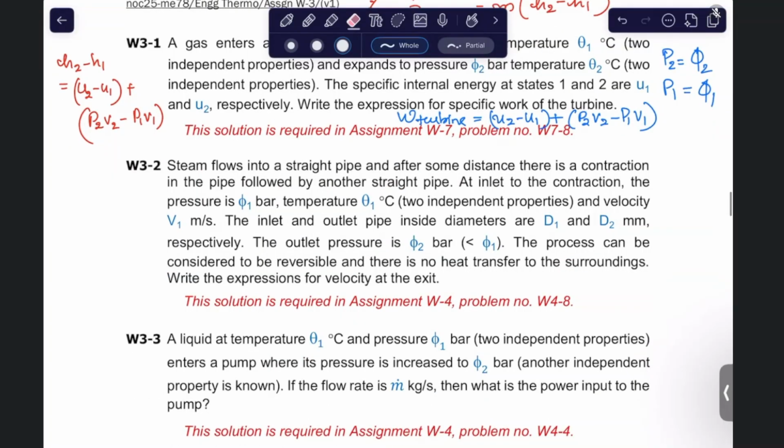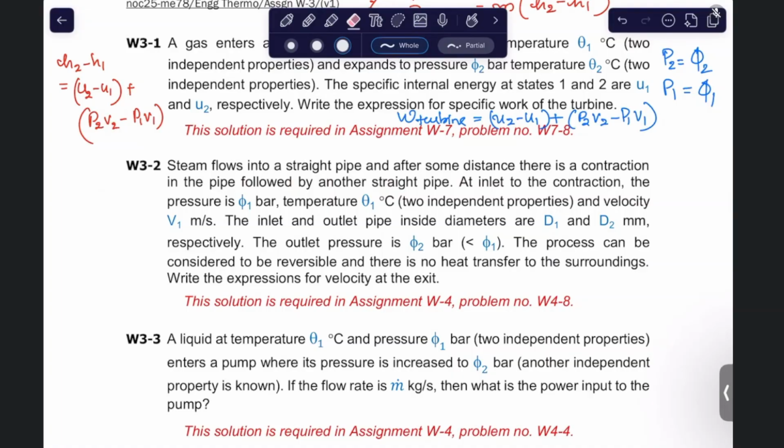Second question. Steam flows into a straight pipe, and after some distance there is a contraction in the pipe followed by another straight pipe. At inlet to the contraction, the pressure is Phi1 bar, temperature is theta 1 degree centigrade, and velocity is V1 meter per second. The inlet and outlet pipe inside diameters are D1 and D2 millimeters respectively. The outlet pressure is Phi2 bar, which is less than Phi1. The process can be considered to be reversible and there is no heat transfer to the surrounding. Write the expression for the velocity at the exit.